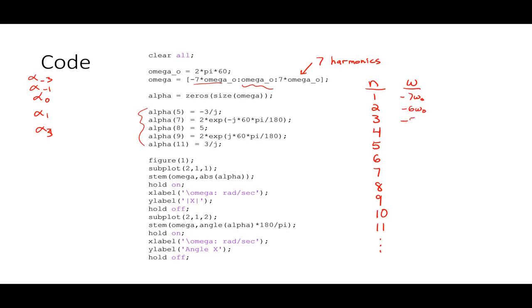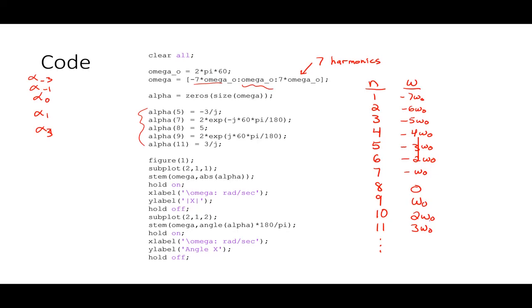The third entry would be -5 omega naught. The fourth would be -4 omega naught. The fifth would be -3 omega naught. The sixth would be -2 omega naught. The seventh would be -omega naught. The eighth would be 0. The ninth would be omega naught. Right? The 10th would be 2 omega naught. And the 11th would be 3 omega naught.